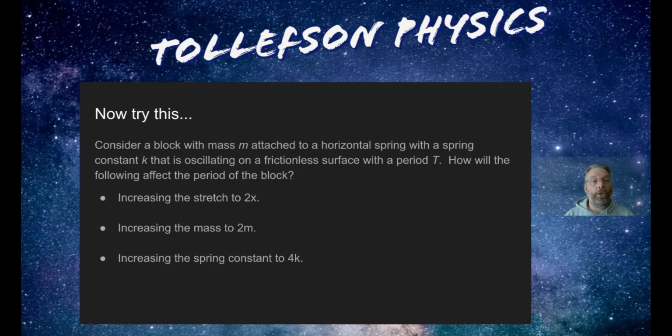All right, so now I want you to consider this. Let's take a block with mass m attached to a horizontal spring with a spring constant k. Then it's going to oscillate back and forth with a period of T. How do each of these things affect the period of the block? Let's double its stretch. Let's increase the mass to double its mass. And let's increase the spring constant to 4 times the original spring constant. Hit pause now, think about that, and when you're ready to reveal the answers, hit resume.